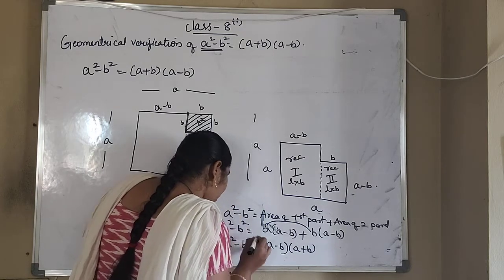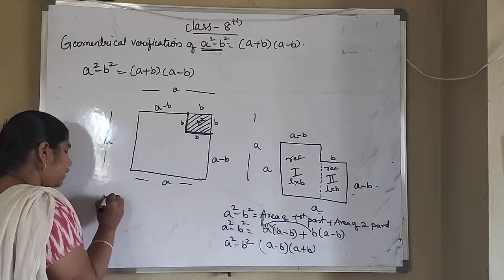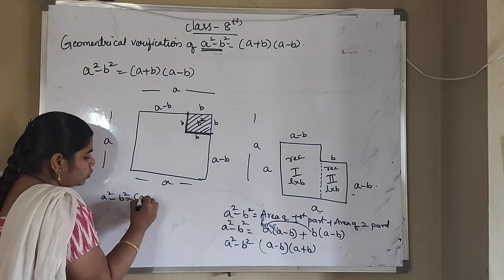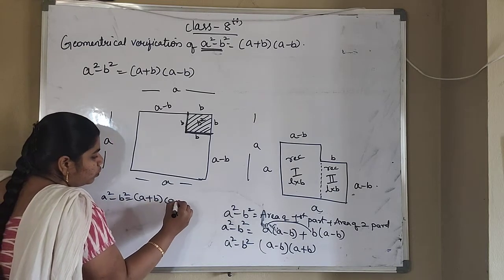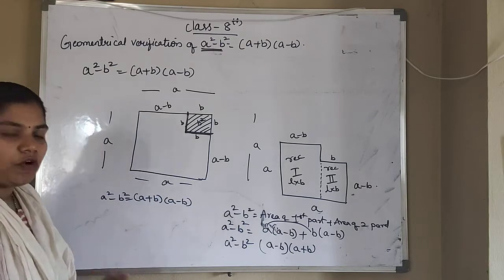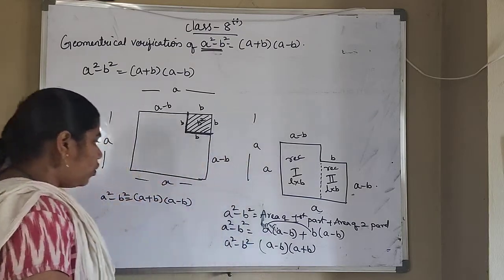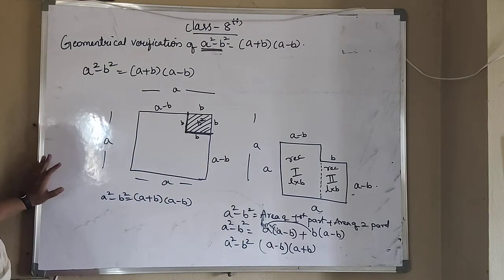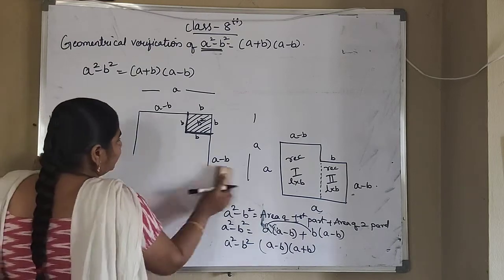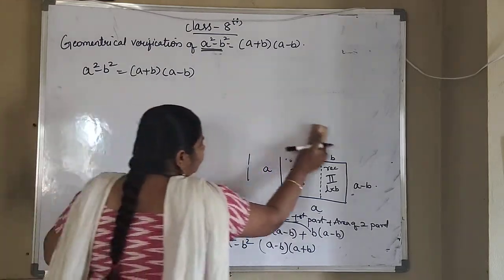So A square minus B square, how did you get it? A square minus B square is equal to A plus B into A minus B. This is how we have got the formula. Okay, this is the geometrical verification. So once again I am telling, listen here carefully.